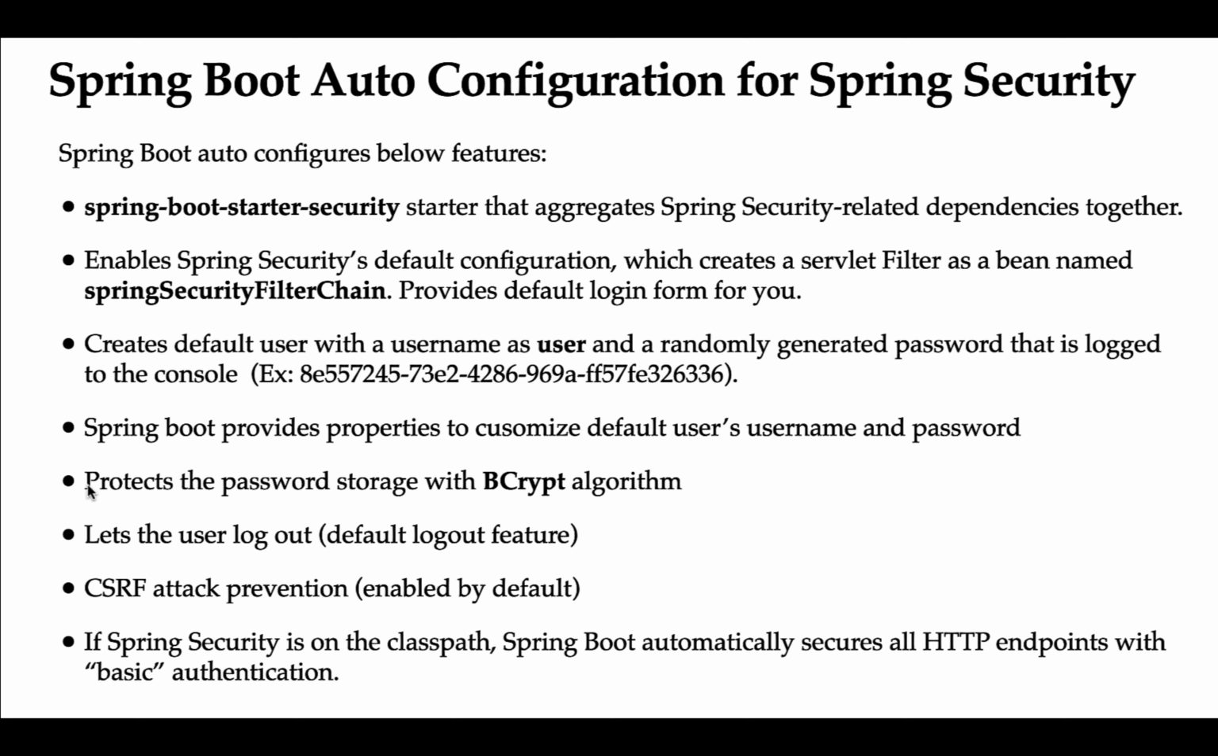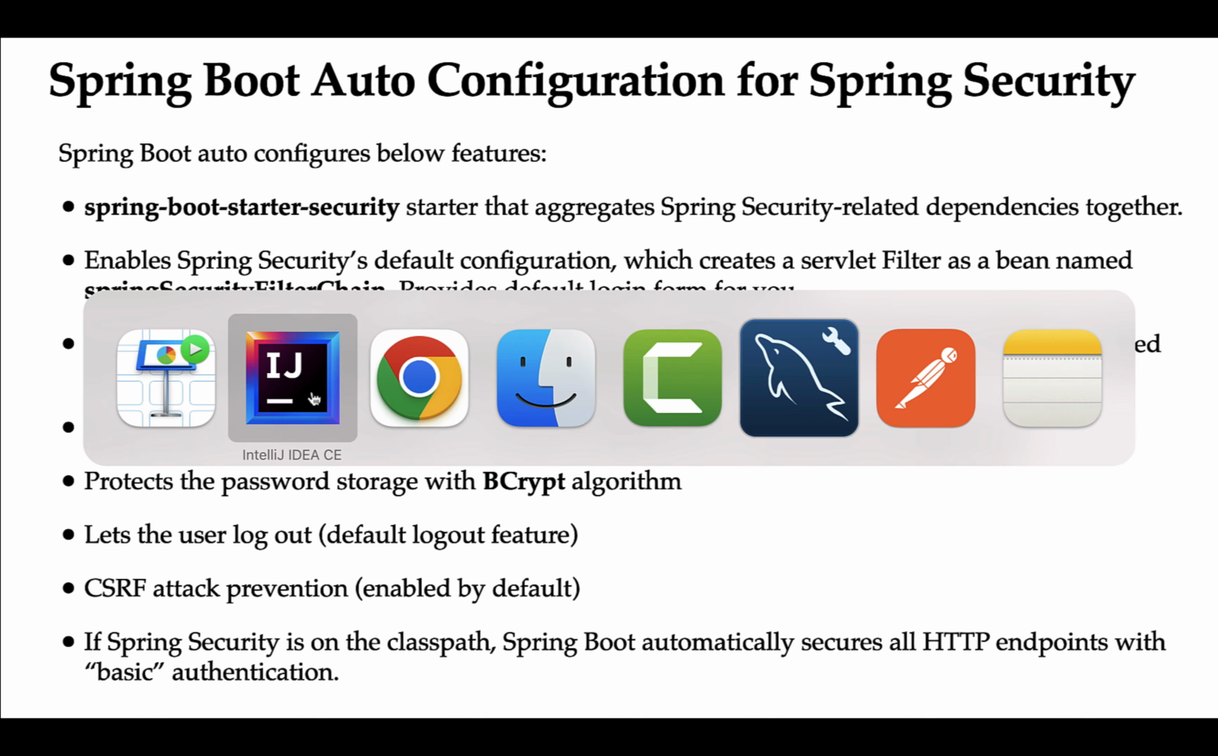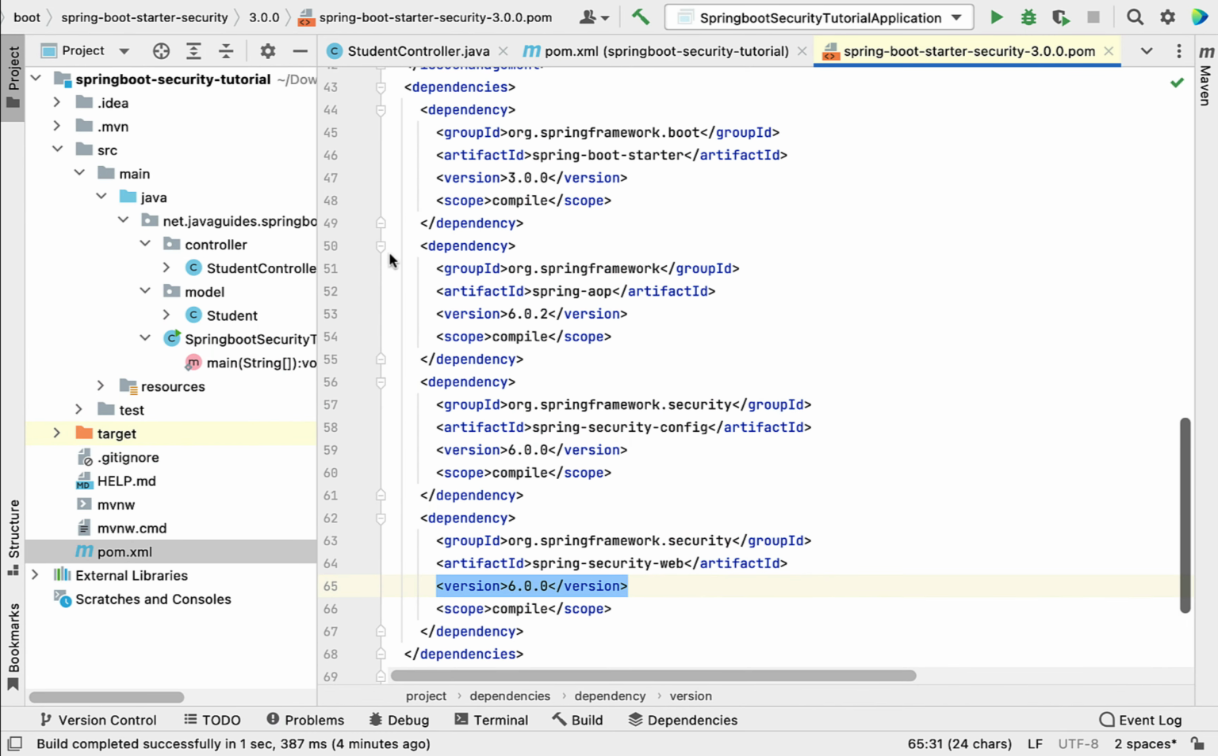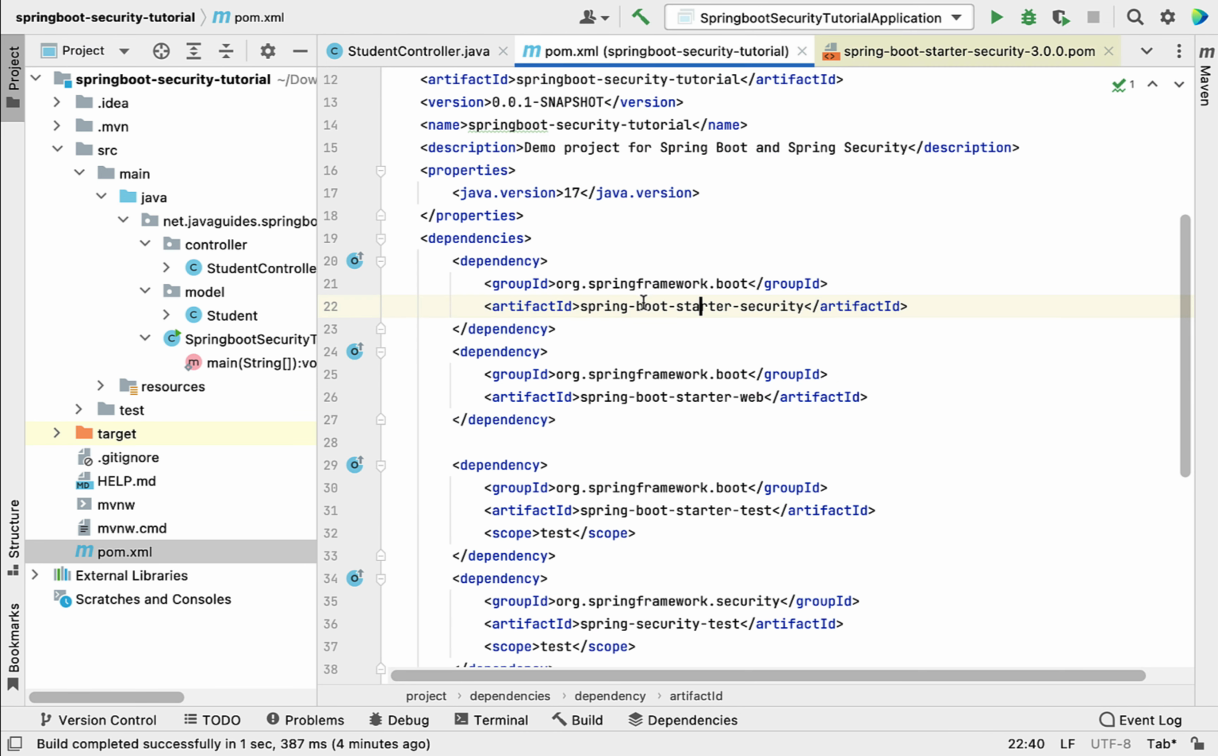Next, Spring Security by default protects the password storage with the bcrypt algorithm, and Spring Security default configuration also provides a default logout feature, and it also enables CSRF attack prevention. And whenever we add a Spring Security dependency in our project, then Spring Boot automatically secures all the HTTP endpoints with basic authentication. Okay, now let's go and see all these points in action. Okay, so let's go to our project. Okay, and here we have added only one Spring Security dependency.